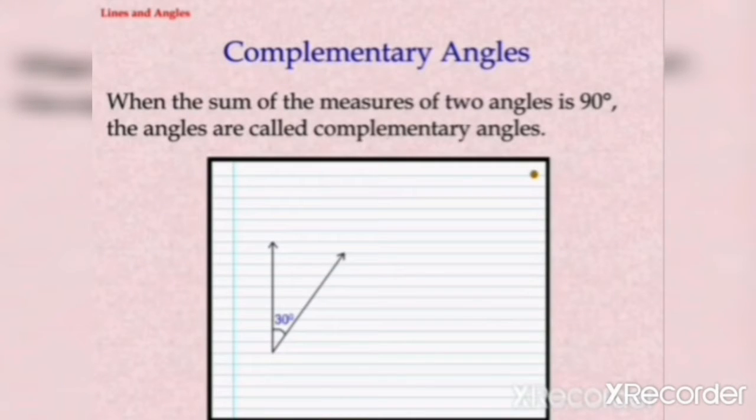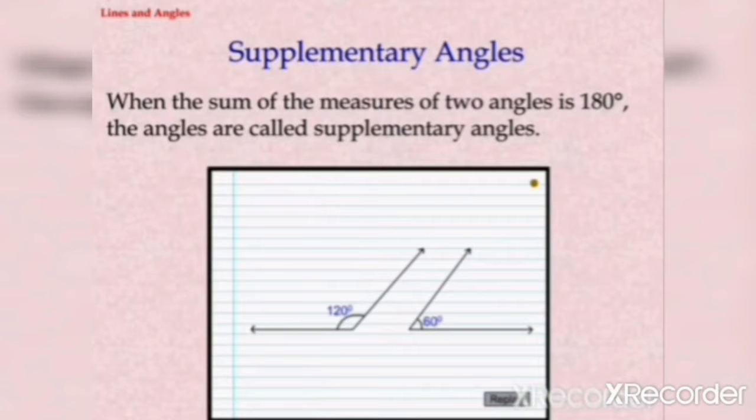Now let's learn something new. Complementary angles. When the sum of the measures of two angles is 90 degree, the angles are called complementary angles. Here we have two angles. Angle 1 is of 30 degree and angle 2 is of 60 degree. What will be the sum of 30 degree and 60 degree? 30 plus 60, 90 degree. So when the sum of measures of two angles is 90 degree, then the angles are called complementary angles. So these angles are complementary angles.